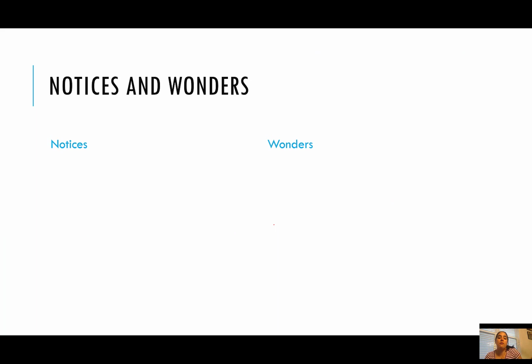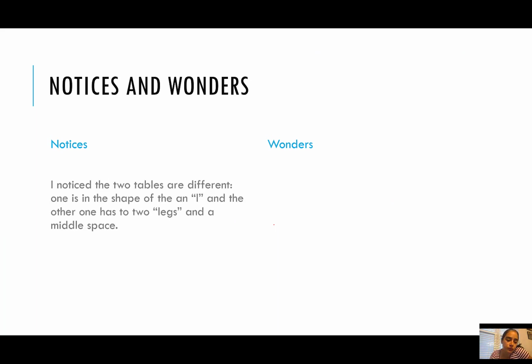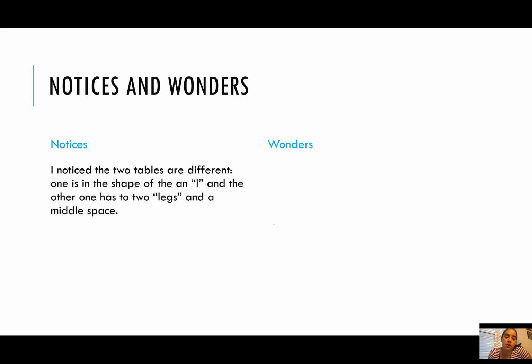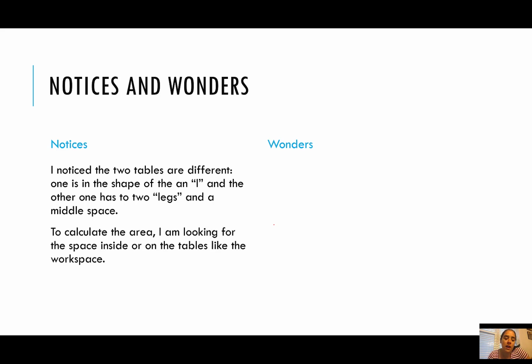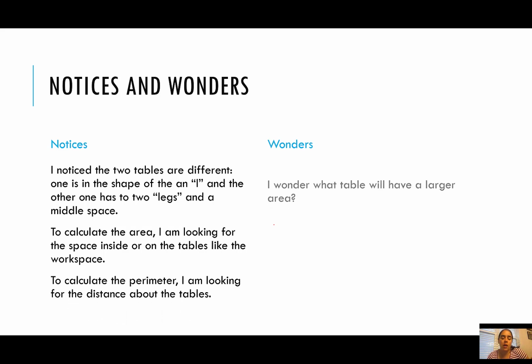All right, here are some of my notices and wonders. I noticed the 2 tables are different. One is in the shape of an L and the other has 2 legs and a middle space. To calculate the area, I'm looking for the space inside or on the tables like the workspace. To calculate the perimeter, I am looking for the distance around the tables.